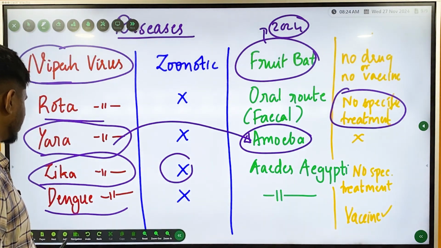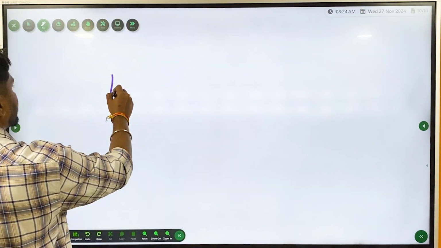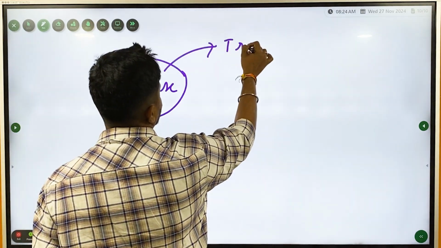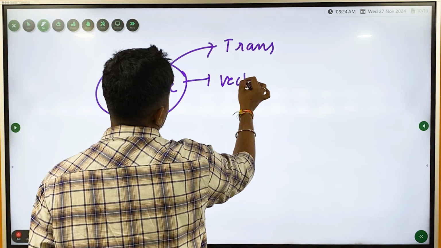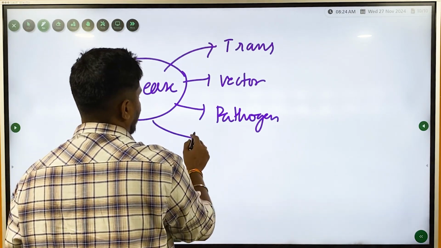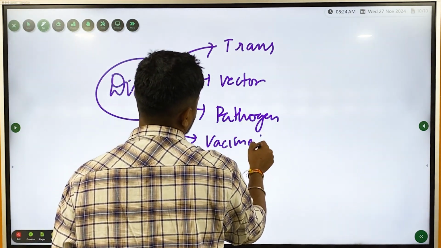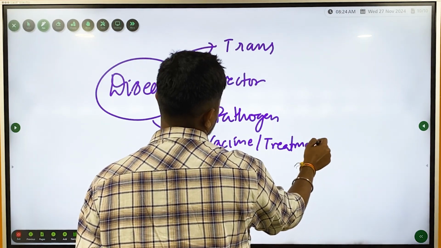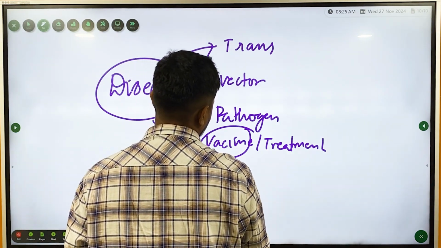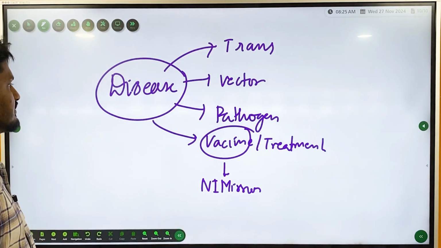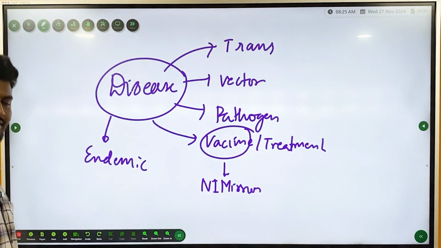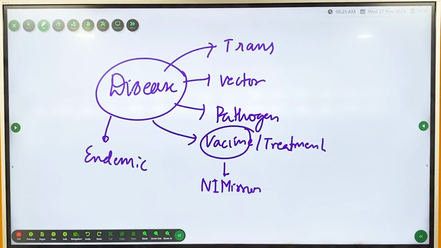So whenever you read any disease which is in the news, how you have to read is this. If there is a disease which is present in the newspaper, you should know about its transmission method, vector, pathogen, and vaccine or treatment. In case a vaccine is there, whether it is covered under the National Immunization Program or National Vaccine Mission. And then you should know whether it is endemic to a particular area or whether it is available throughout the world. Okay, so this is how you should study a disease.